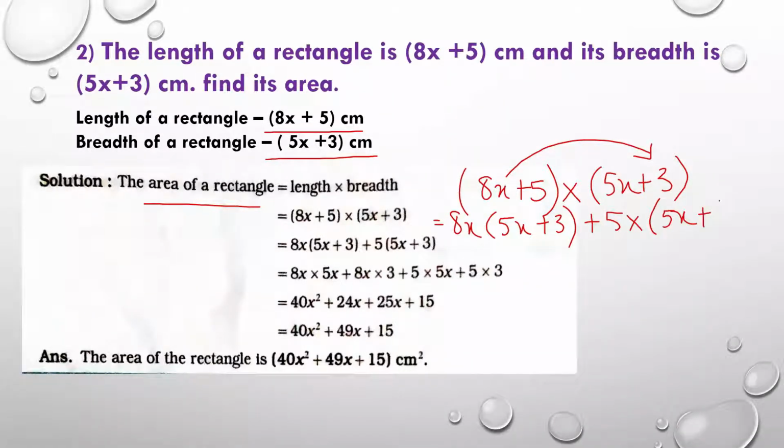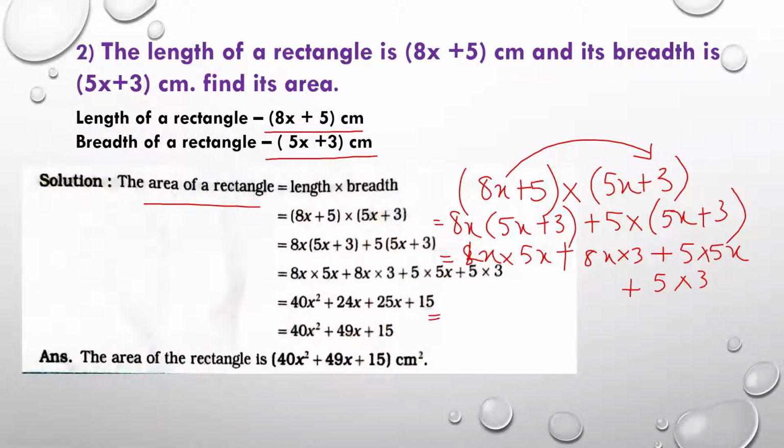Now 8 5s are what? No, sorry, you have to open the bracket. So 8x into 5x plus 8x into 3 plus 5 into 5x plus 5 into 3. Now 8 5s is what? 40. Now your power is 1 and your power is 1, so you have to add the power. So 40x raised to 2, plus 8 3s is what? 24x. 5 5s is what? 25x. And 5 3s is what?